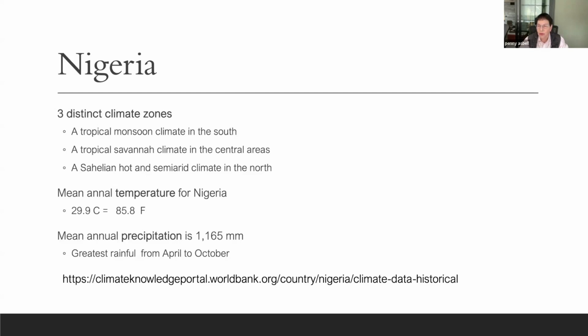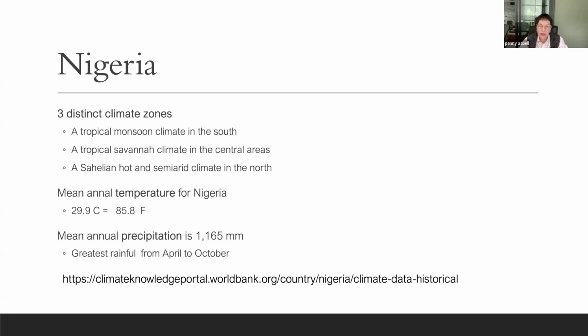But they divide Nigeria into three climate zones: a tropical monsoon type climate zone in the south, a tropical savanna climate zone in the central area of the country, and a Sahelian hot and semi-arid climate in the north. So you're going to see different environmental influences in these different zones of the country. And my guess is in the other parts of Africa, you'll also see variation. It's not just one country has one climate. That's probably not true in most of the countries, frankly. Including here in the United States as well.